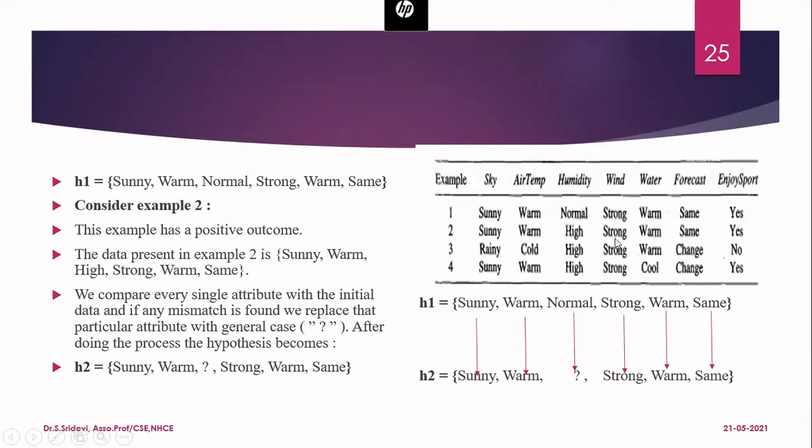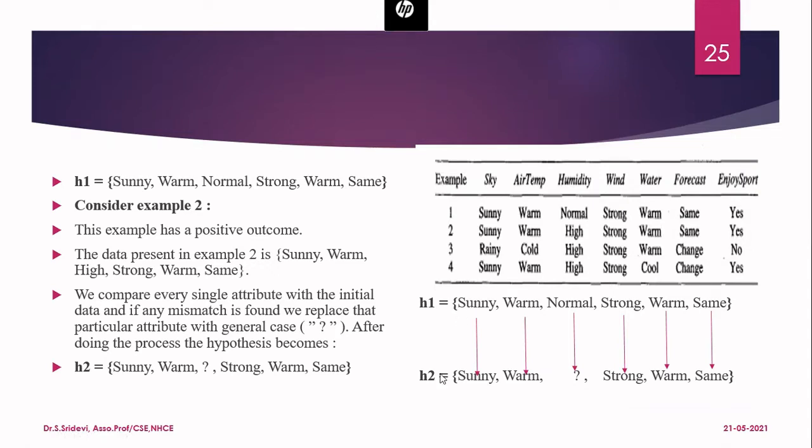Then you consider the fourth parameter. When we started the hypothesis, the fourth parameter is strong. The second record also, the fourth parameter is strong. So keep it as such. Then in the fifth parameter, in the hypothesis, I have warm. Here also, the second record is having warm. So I am enjoying the warm climate, retain as such. In the sixth parameter, it is same. In the hypothesis also I have same, so keep it as such.